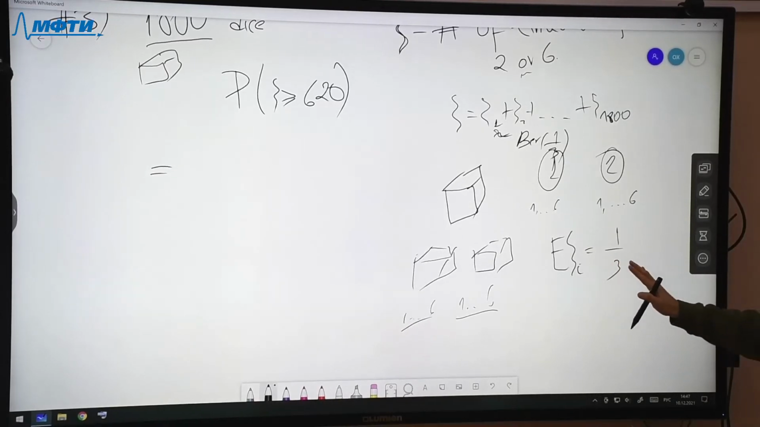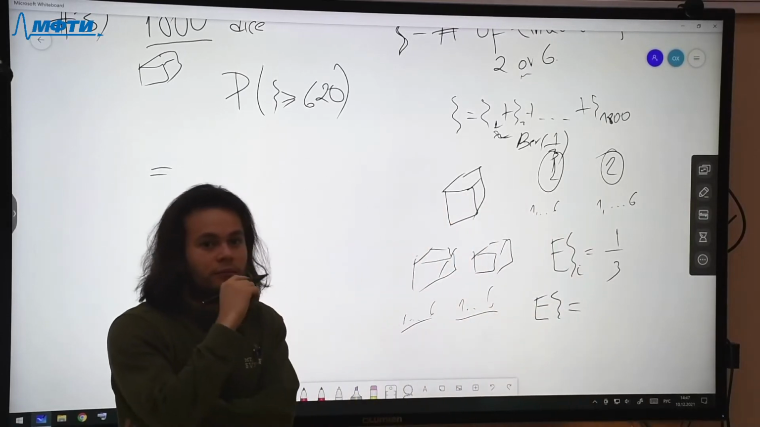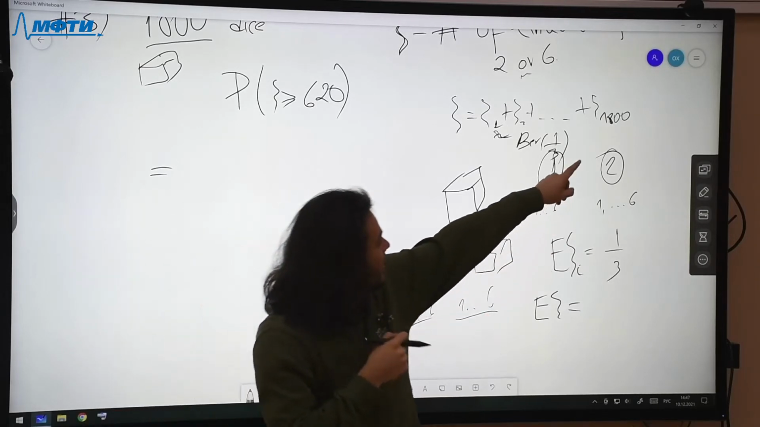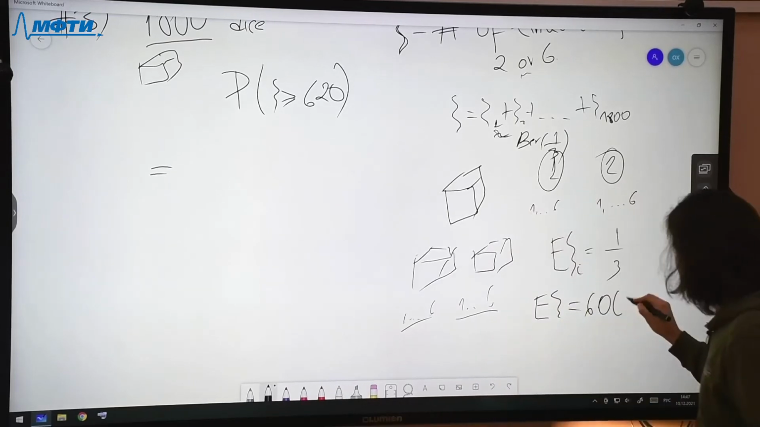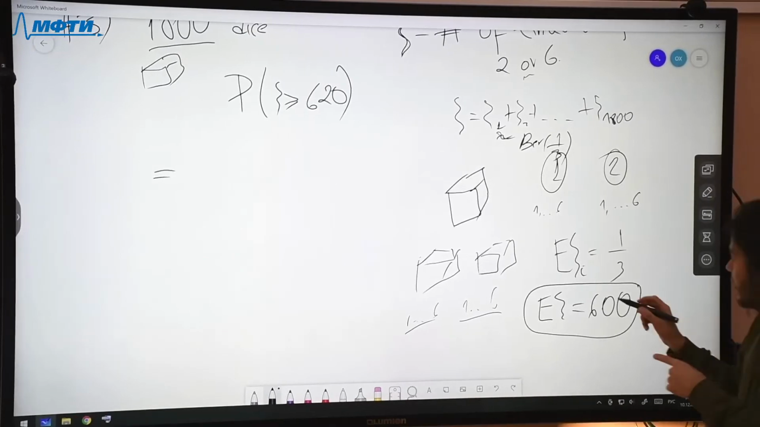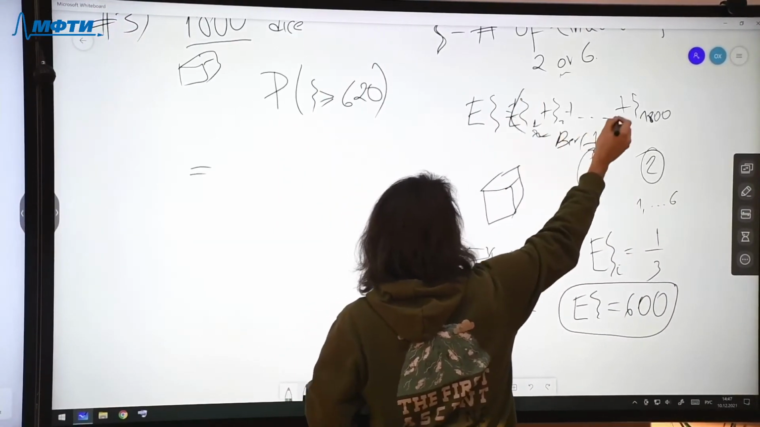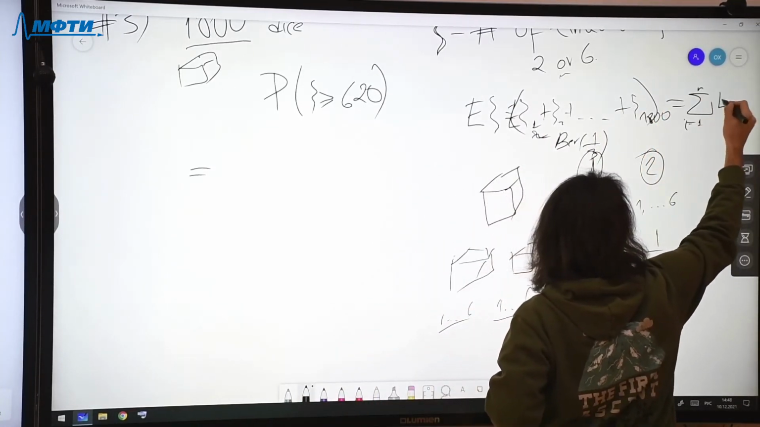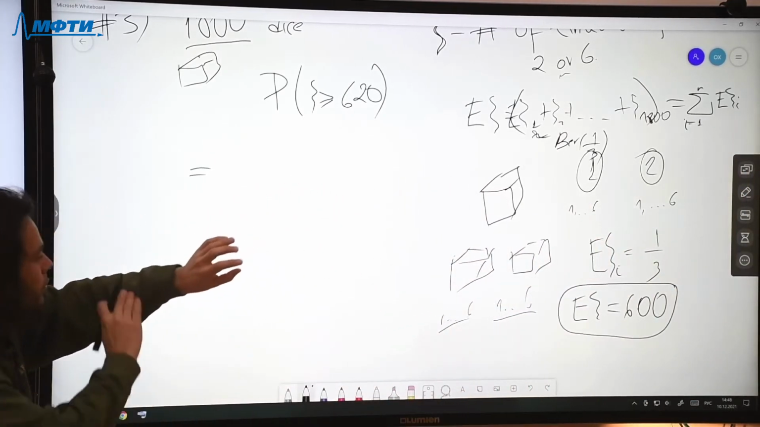Okay. So the expected value of psi is 1800/3, right? 600. Yes? Again, yes. Because don't forget, this is the expected value of this sum. So this is the sum from 1 to n of the expected value of psi I. So you sum up this expected value many times.